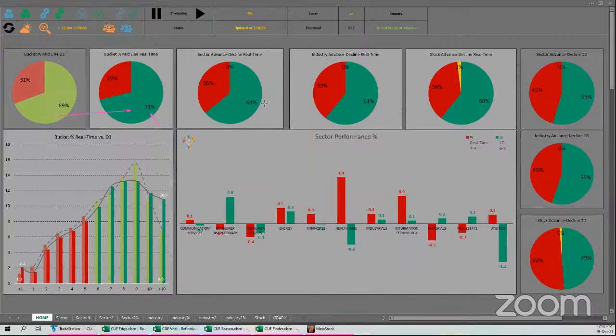And if we look at the sector industry stock advanced decline, we can see these are in real time, and these are the equivalent numbers from yesterday. Yesterday at stock level, it was balanced. You may say industry was also more or less balanced, more bullish than bearish, sector more bullish than bearish. The more detailed level is stock level, and that was balanced. Today stock is more bullish. Industry sectors are also bullish.